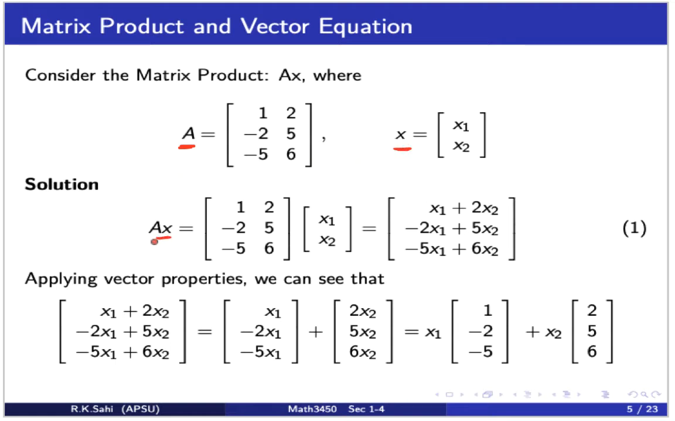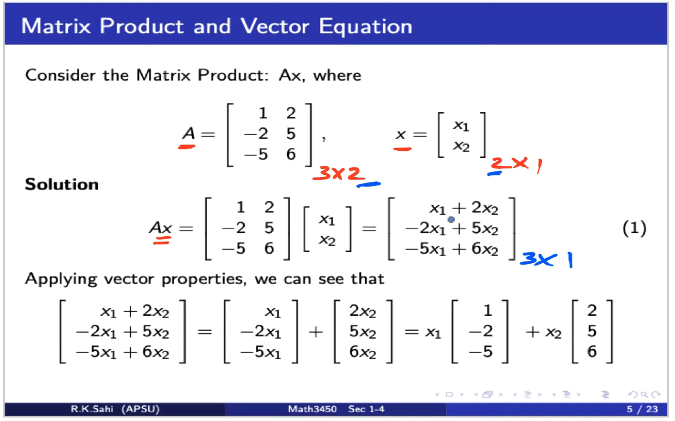So if I'm writing the matrix product Ax, it can only be possible if the number of columns of A matches the number of rows of x. Matrix A has 3 rows and 2 columns, and the vector x has 2 rows and 1 column. So this matrix product is possible because the number of columns of A and the number of rows of x are exactly the same. Now remember the rule: this new matrix would be of the kind 3 by 1.